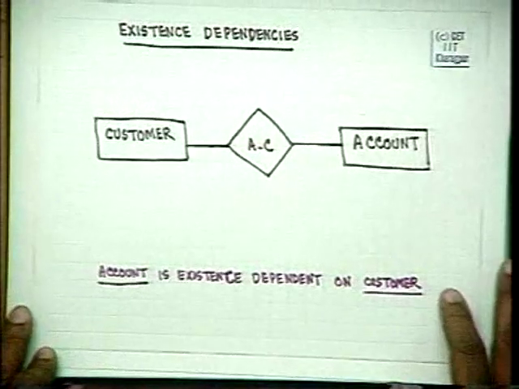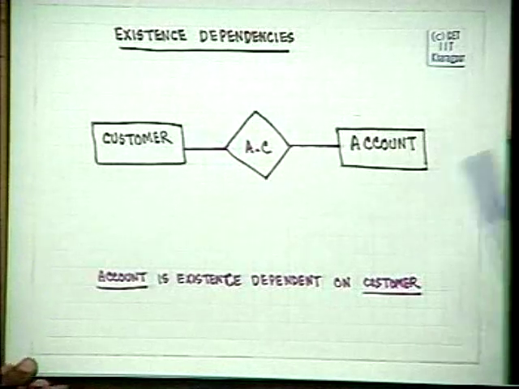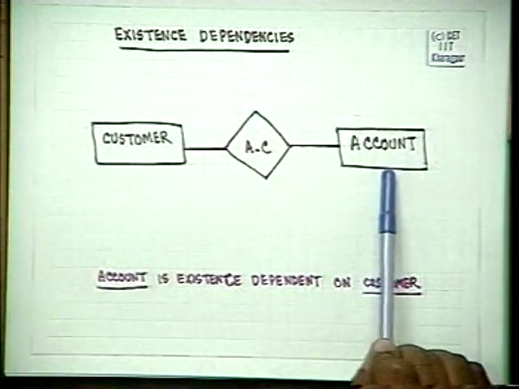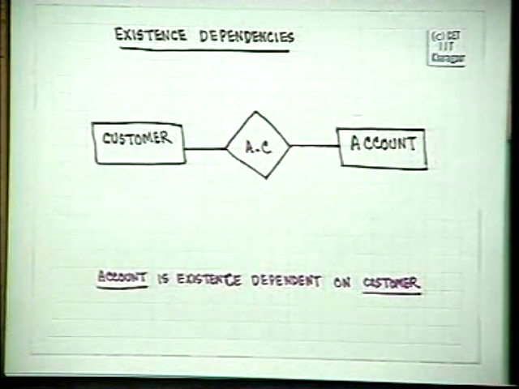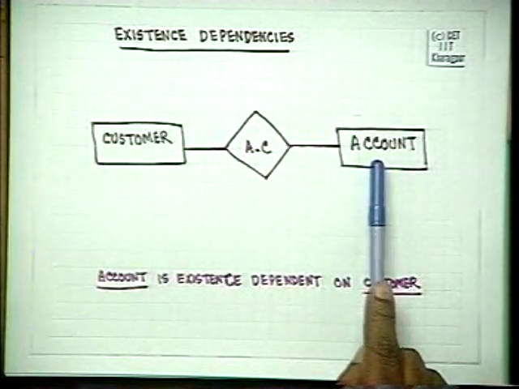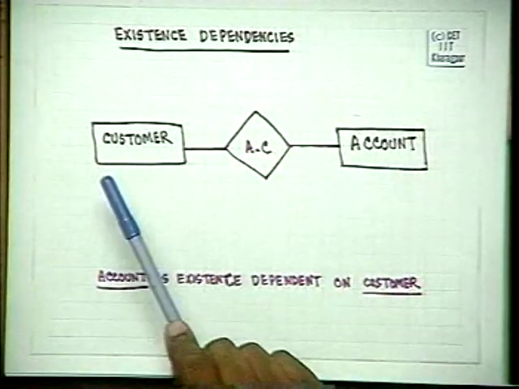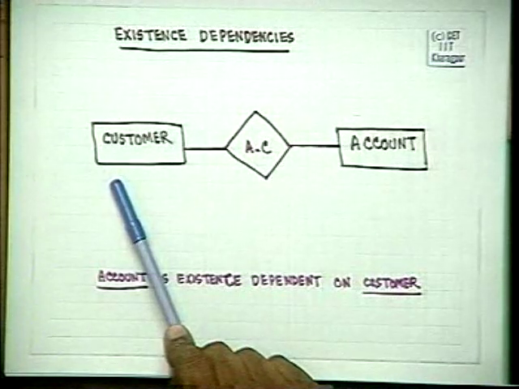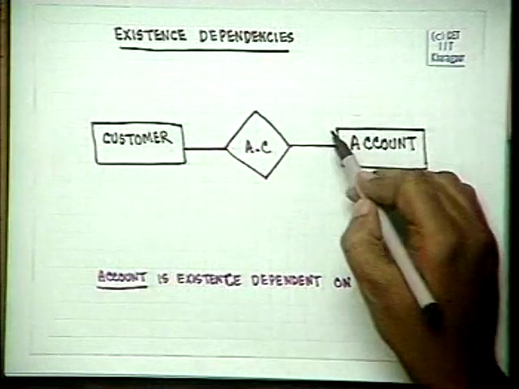With these ideas, we come back to the concept of existence dependencies. Suppose we have defined this account as existence dependent on customer, in the sense that this account must have some customer. Every account must have some customer. In that case, this account is called a weak entity.